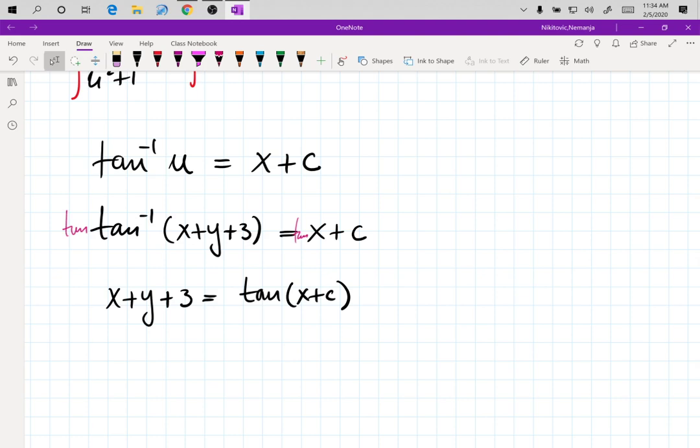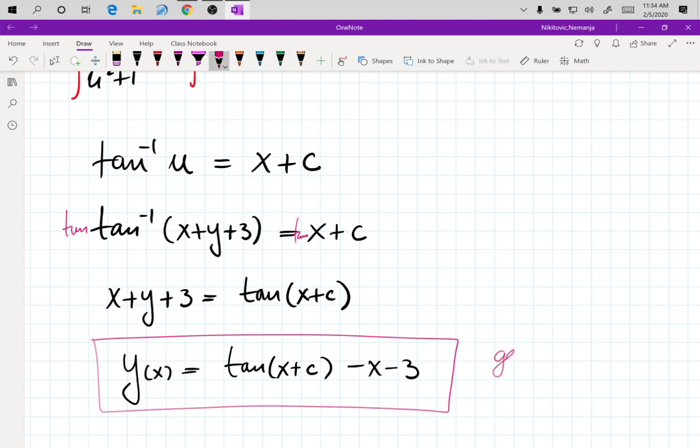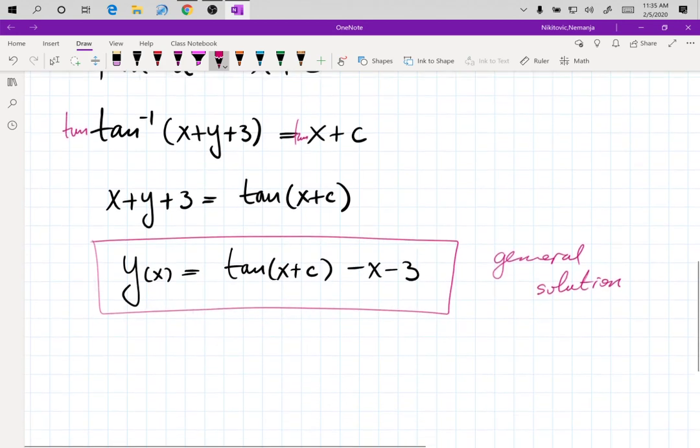And then we will subtract x and subtract 3 to get the explicit solution. y of x is equal to tangent of (x plus c) minus x minus 3. And this would be your general solution. We did not have any initial condition to calculate c, so we are done, right? If you have an initial condition, you still have to go in and deal with this stuff. Cool. So that's one example.